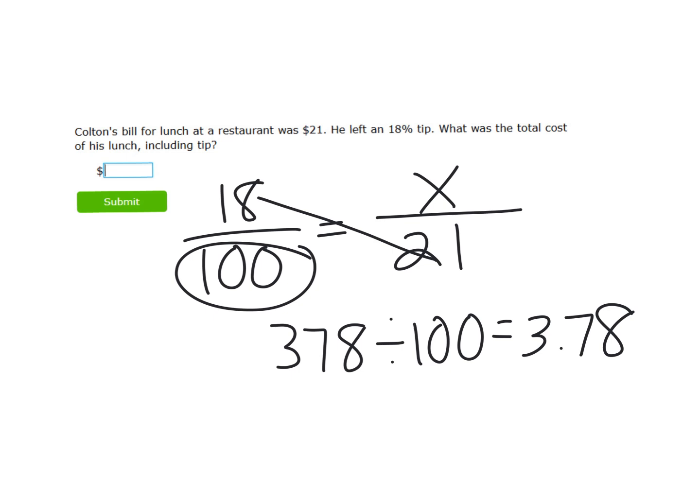Your answer is going to be, what was the total cost of his lunch, including the tip? So you have to add that to the cost of the lunch, which is the whole or the total, to get what you're really going to pay, your second total. So add that, and that's going to give you the total cost of his lunch, including the tip.